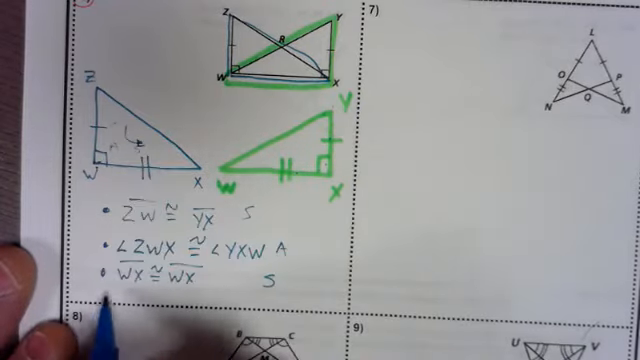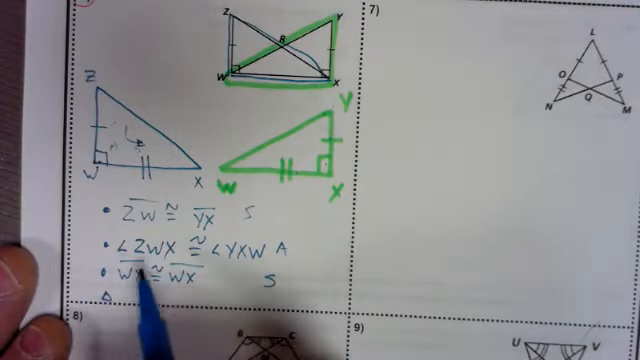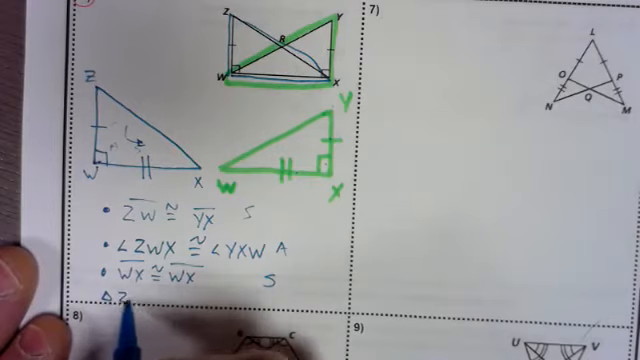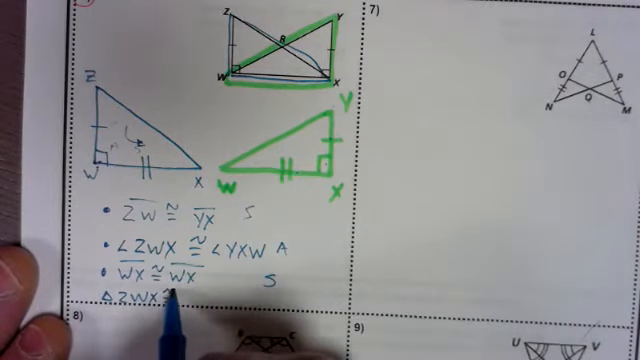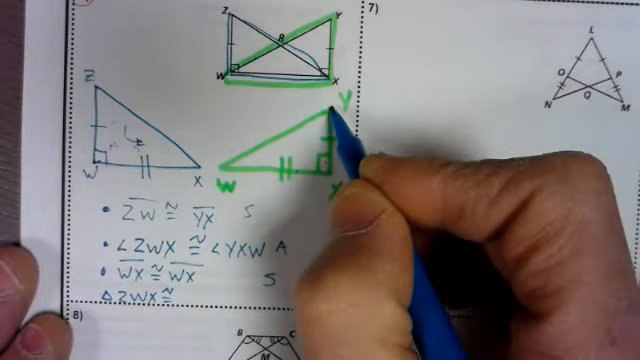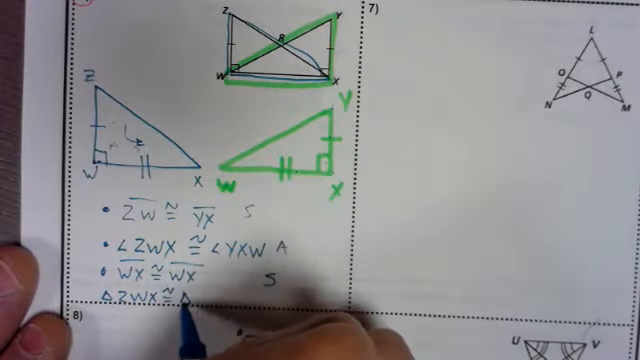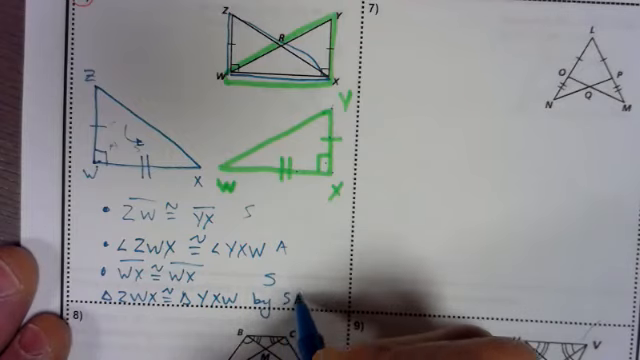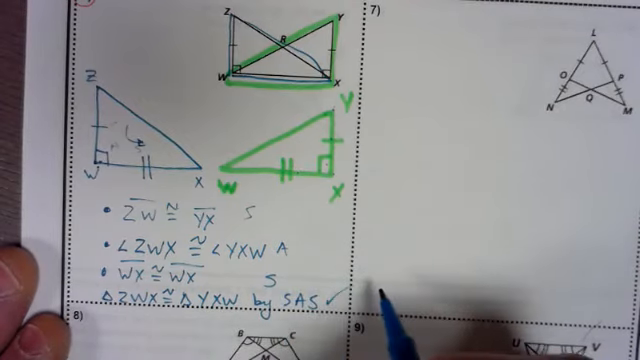So that proves to us that triangle, let's go ahead and start with ZWX, is going to be congruent to, corresponding, we have YXW. Triangle YXW by side, angle, side. And we're good.